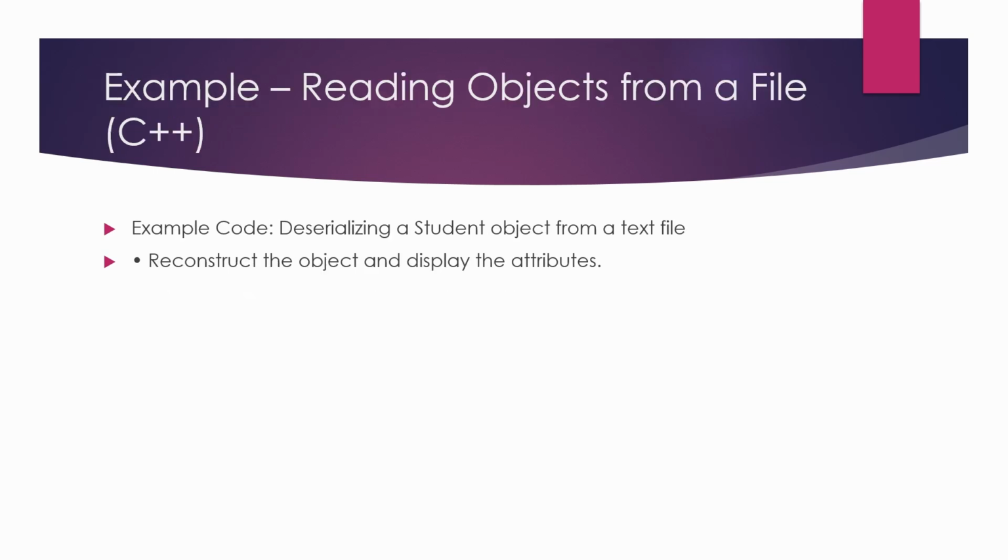In this example, we read from a file and deserialize the data into a student object. The deserialize method reconstructs the object by reading the stored values from the file. After deserialization, we can access the student's details and use them in our program.